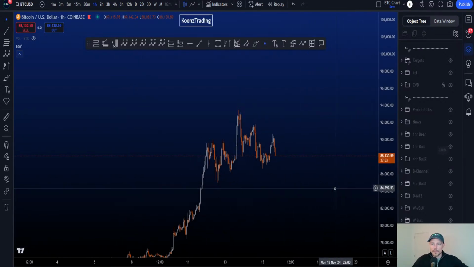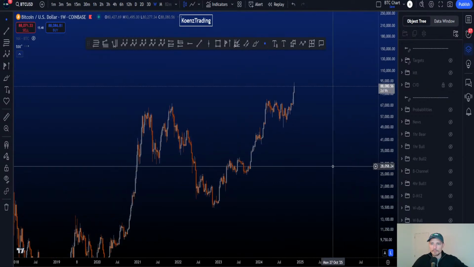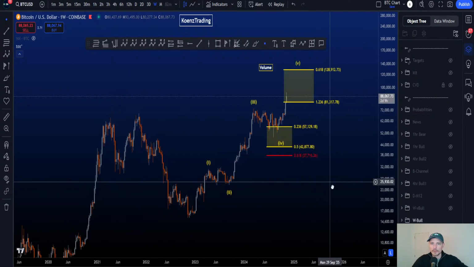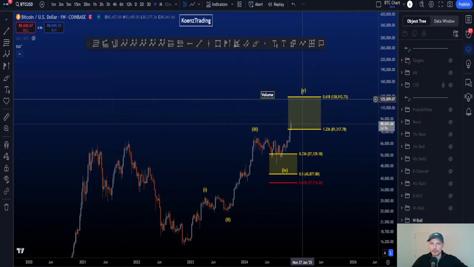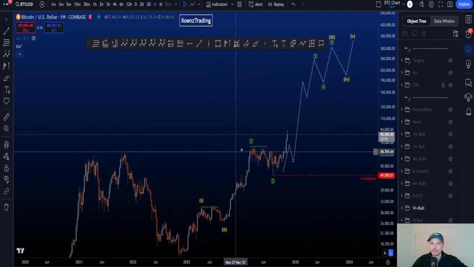And that is basically it. So from a probability standpoint, weekly time frame, highest probability, bullish scenario on the weekly, where we are looking for wave 5. Only if the volume is going to increase, as explained in the analysis, would we consider 1 2 1 2 and a bigger 3.